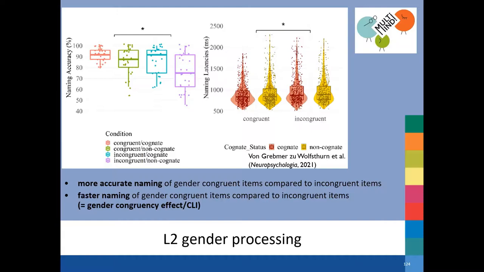But what she also found was gender effects. So people were not only more accurate for the congruent condition than for the incongruent condition, but they also were faster. Okay. And this is work that has been published in Neuropsychologia, just came out last year, also showing that you can find these effects of gender processing also in L2 learners once they have established a certain level of proficiency in their second language.